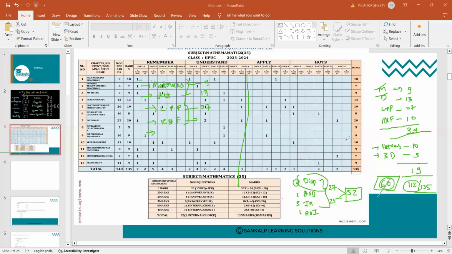We will continue. Just turn off your video and audio, and take a pen and paper in your hand, and whatever points I'm telling you, just note it down. Galaxy J7, someone is visible. Just turn off your video.